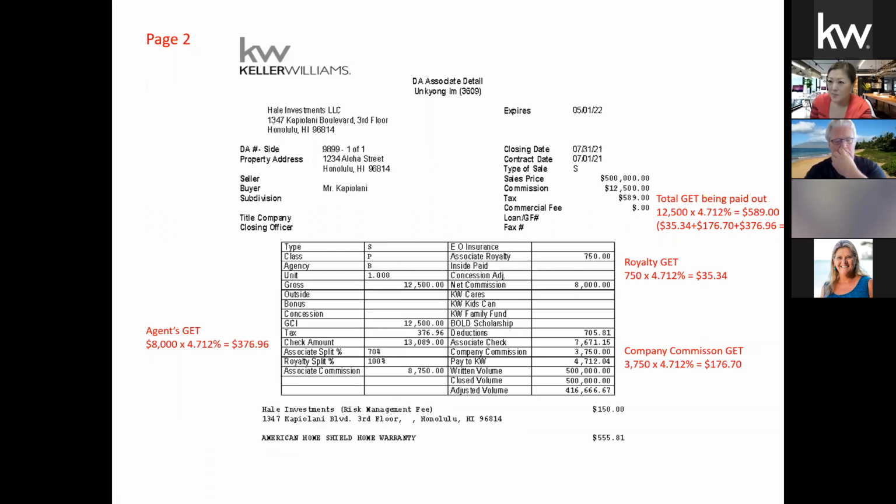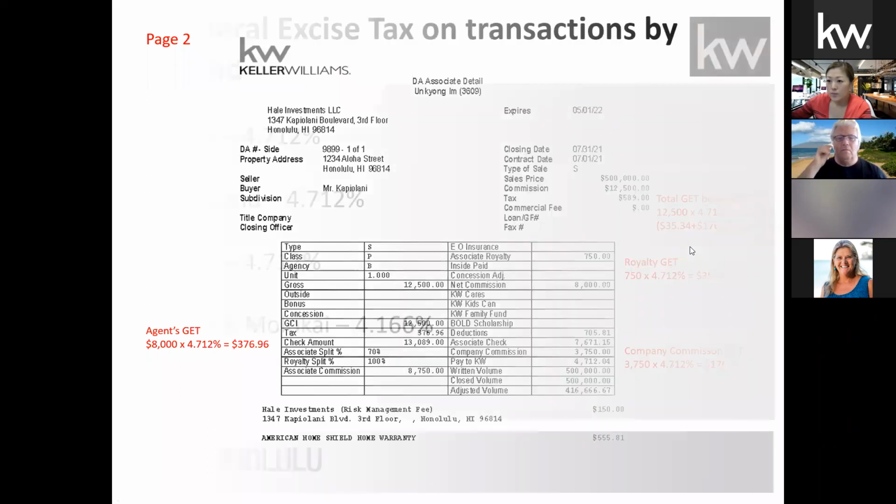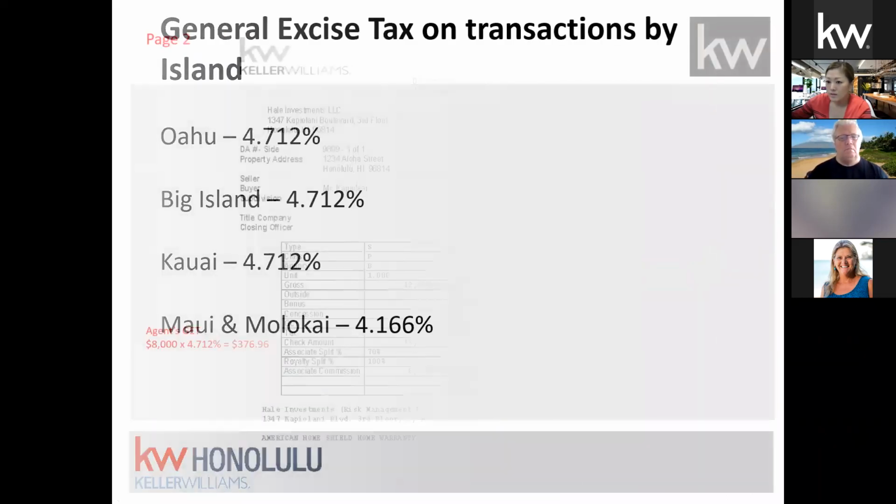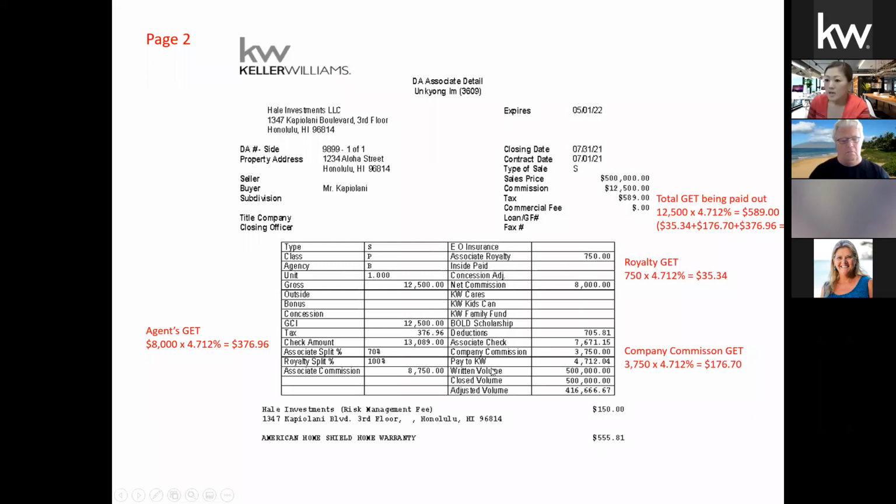Okay. So if you look on the top right-hand corner where it says total GET being paid out, I wanted to break it down for everyone. So if you take the GCI of 12,500 and you times that by 4.712%, it's $589. That is the total GET being paid out on this transaction, right?